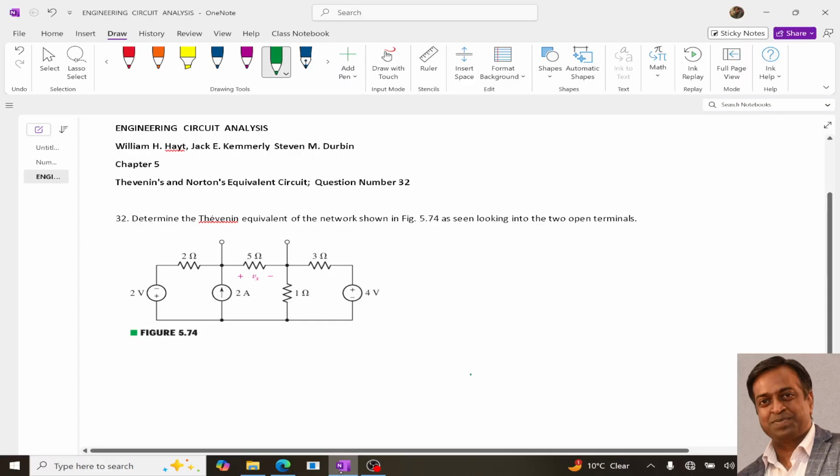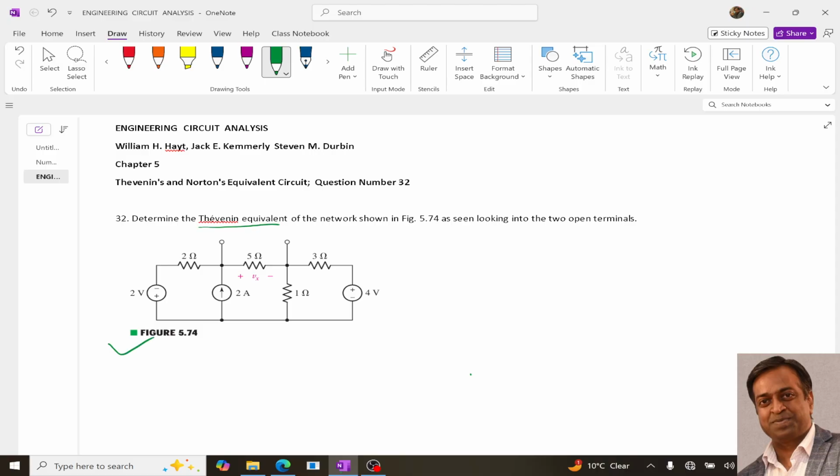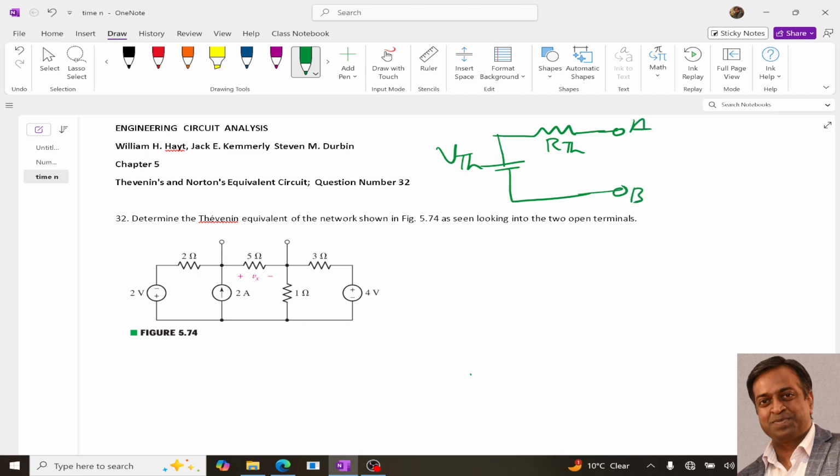Hello guys, in this video I am going to explain how to solve this particular circuit to determine the Thevenin equivalent network across these two terminals A and B. To determine the Thevenin equivalent circuit, it simply means that we need to have this type of circuit. This is VTH, this is RTH, and these are the two terminals A and B. So across the A and B terminals we need to determine VTH and RTH.